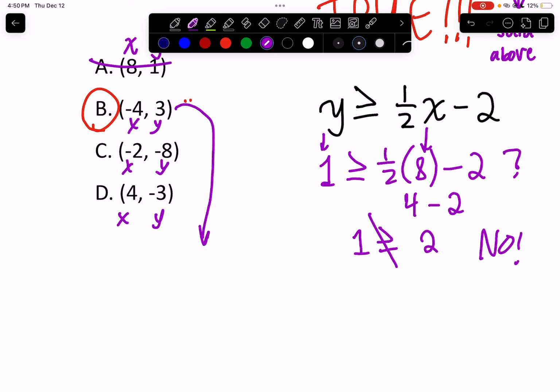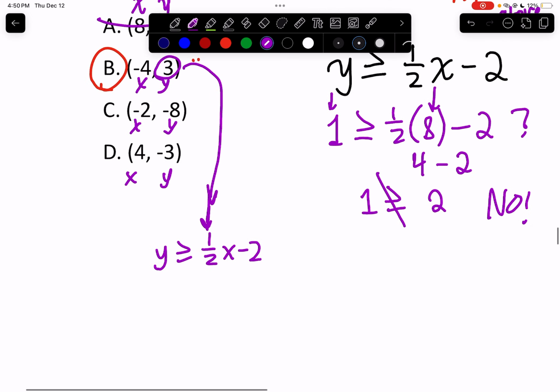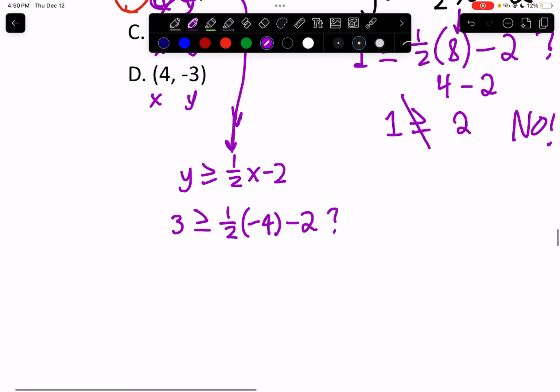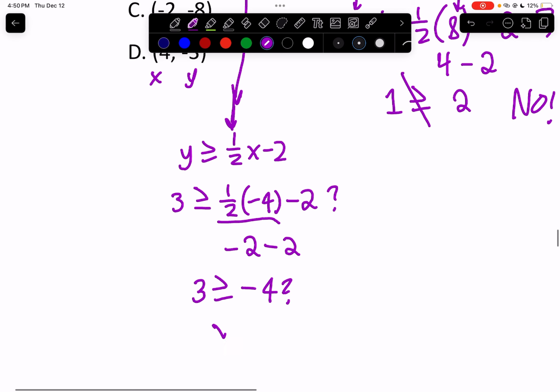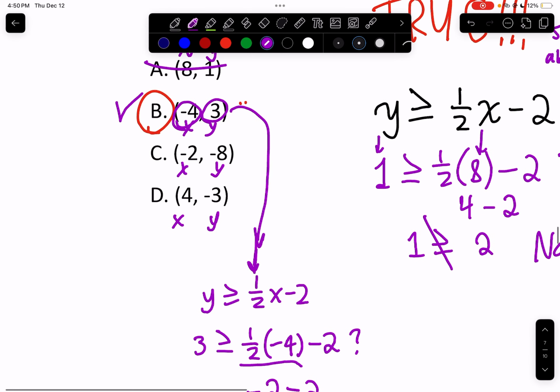We'll go ahead and do part B. Y is greater than or equal to half of x minus 2. Here the y value is 3. So 3 should be greater than or equal to half of negative 4 minus 2. Half of negative 4 is negative 2. Negative 2 minus 2 is negative 4. So is 3 greater than or equal to negative 4? Yes, it is true. So this ordered pair does make our statement true.